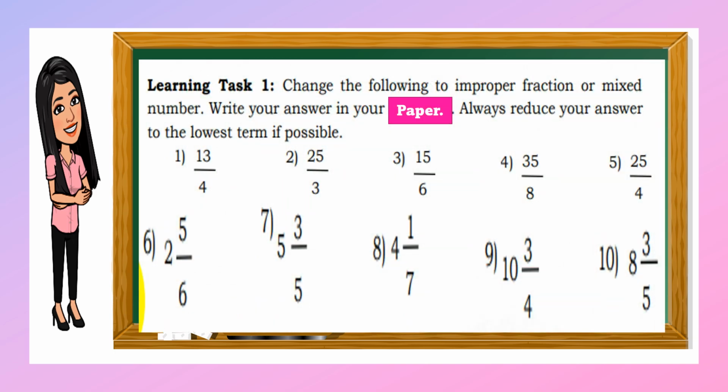For your learning task, change the following to improper fraction or mixed number. Write your answer in your paper. Always reduce your answer to the lowest term if possible. Okay, so 1 to 5 is to change improper to mixed number. 6 to 10 is to change mixed number to improper fraction.